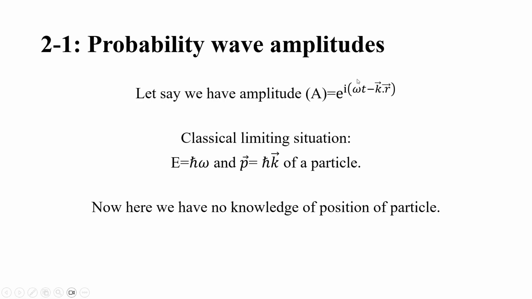Let's say we have an amplitude in this form, exponential i(ωt − k⃗·r⃗), where ω is a particular frequency and k⃗ is the wave number. So in the classical limiting situation, let's say energy is equal to ħω and momentum p is given by ħk⃗ of a particle. Now here we have no knowledge of the position of the particle.